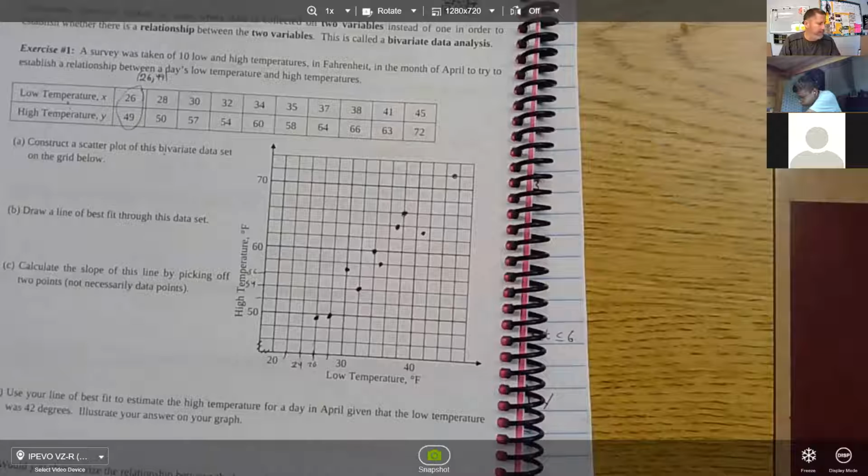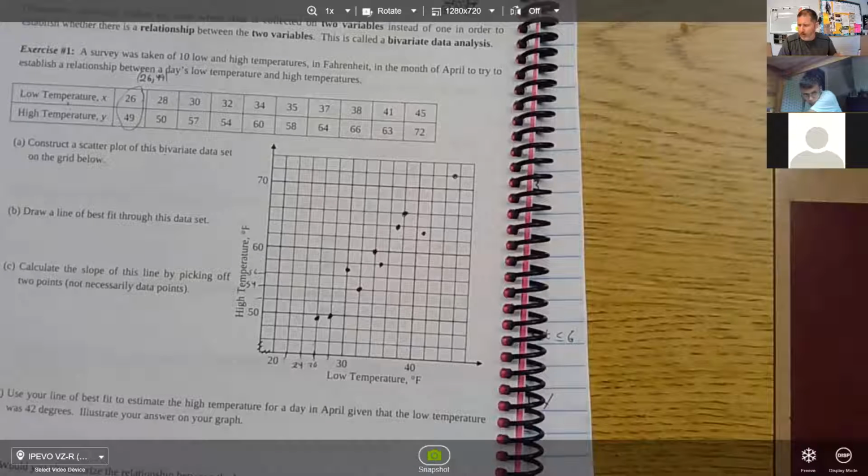All right, I have all my data points down. You might still be working, which is totally fine. And I need a ruler. I'll be right back with a ruler.